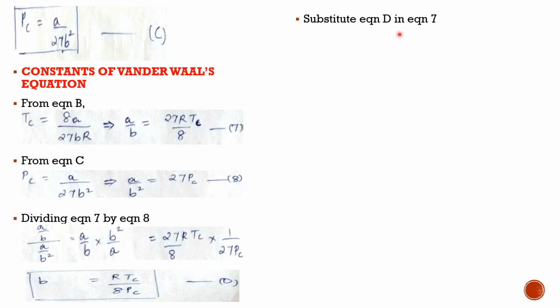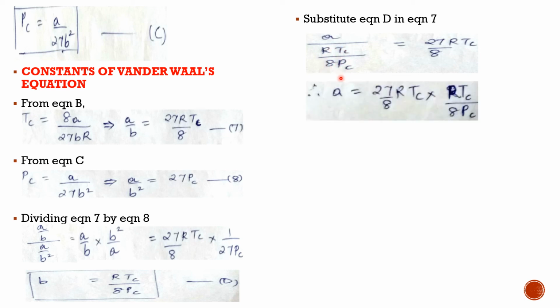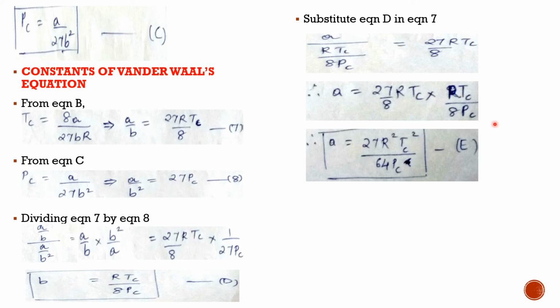Now you substitute equation D in equation 7. In place of b, we have substituted RTc by 8Pc. Rearrange the equation to get a: 27RTc upon 8 into RTc upon 8Pc, and that comes as a is equal to 27R square Tc square upon 64Pc. So these are the van der Waals constants a and b, equation D and equation E.